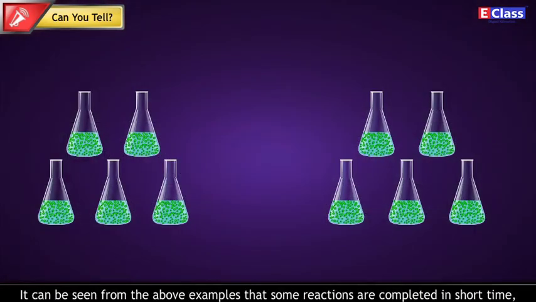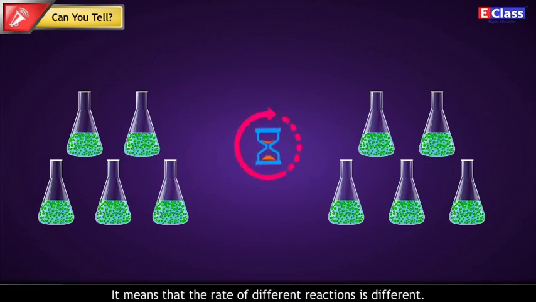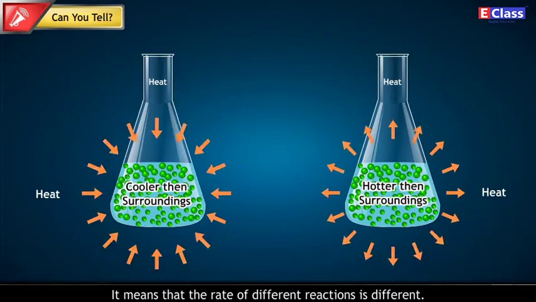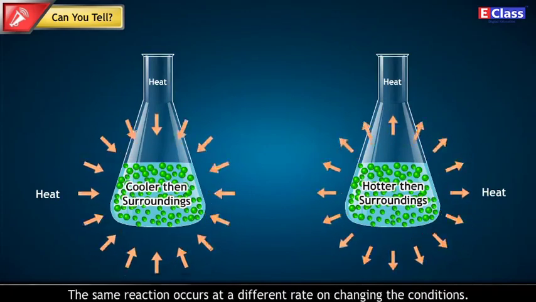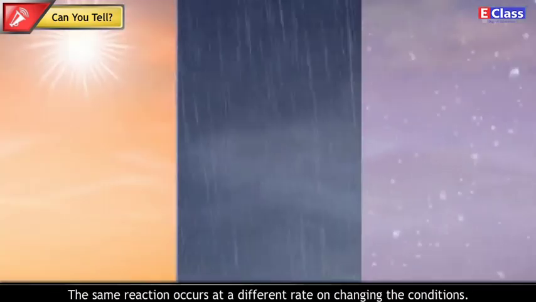It can be seen from the above examples that some reactions are completed in a short time, that is, occur rapidly, while some others require a long time for completion, that is, occur slowly. It means that the rate of different reactions is different. The same reaction occurs at a different rate on changing the conditions.